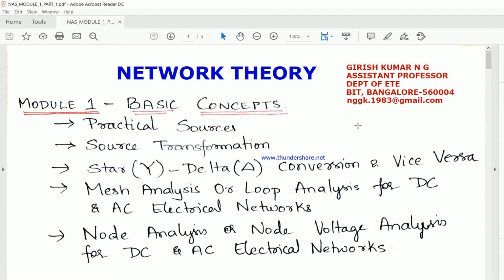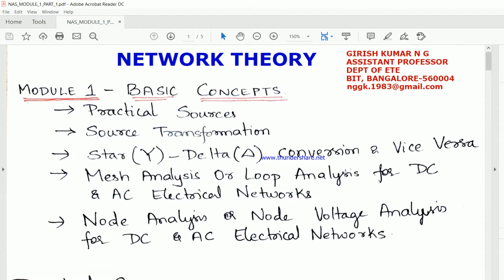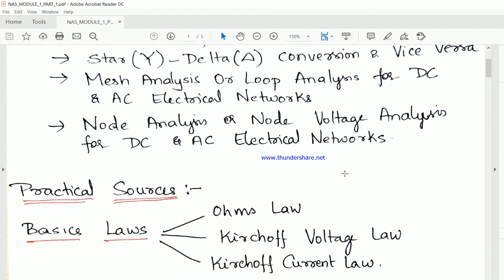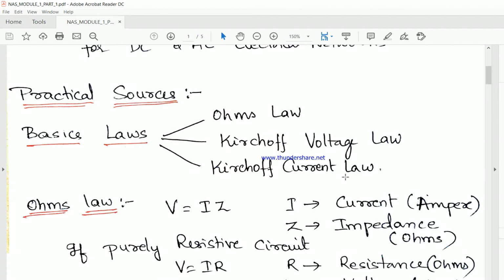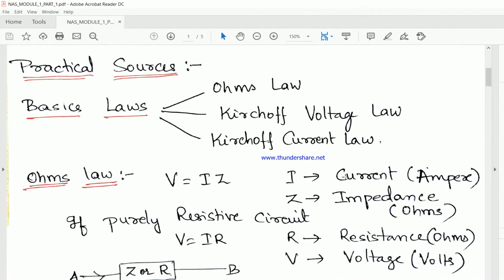I hope this is the brief syllabus that you have in module 1, and you get 20 marks out of this syllabus in your examination. Okay, so before going into the practical sources, as I said, let us cover some of the basic laws that we have in electrical network or electrical circuit theory.